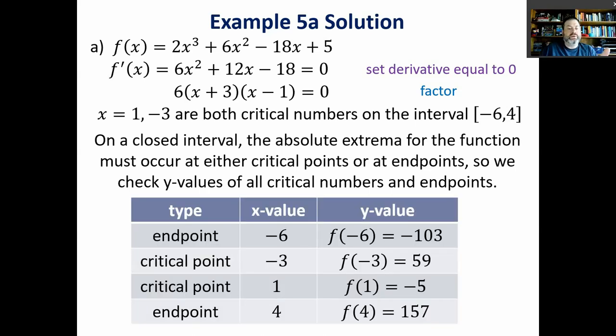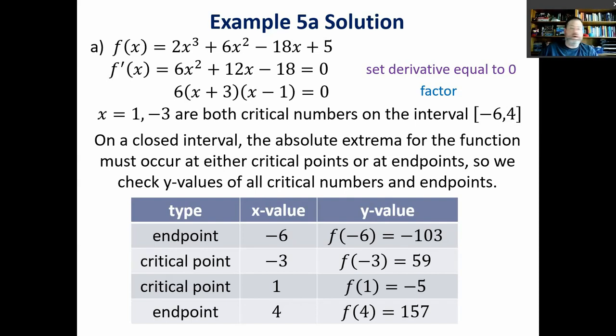So we just make a table. So here I put in both endpoints and both critical points. The x values are given, right? We know x equals 1 is a critical point, -3 is a critical point, -6 is an endpoint, and 4 is an endpoint. And just compute the y value. Just plug everything into your original function.